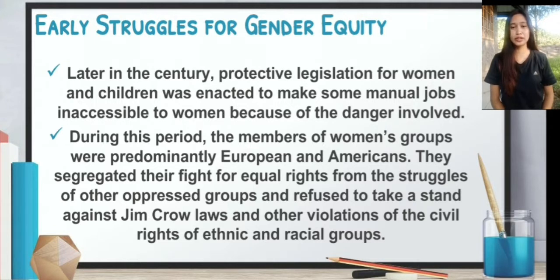During this period, the members of women's groups were predominantly European Americans. They segregated their fight for equal rights from the struggles of other oppressed groups and refused to take a stand against Jim Crow laws and other violations of the civil rights of ethnic and racial groups.